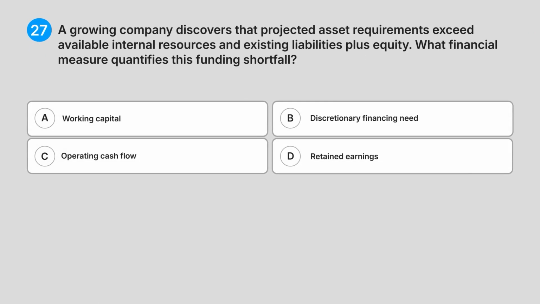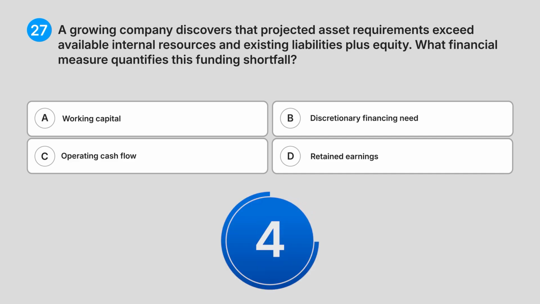27. A growing company discovers that projected asset requirements exceed available internal resources and existing liabilities plus equity. What financial measure quantifies this funding shortfall? A. Working capital. B. Discretionary financing need. C. Operating cash flow. D. Retained earnings. Can you guess the answer?